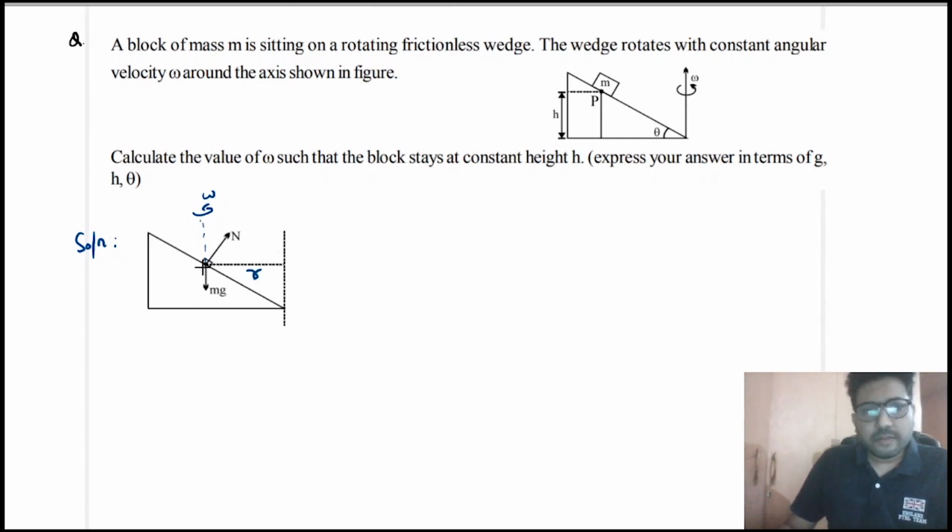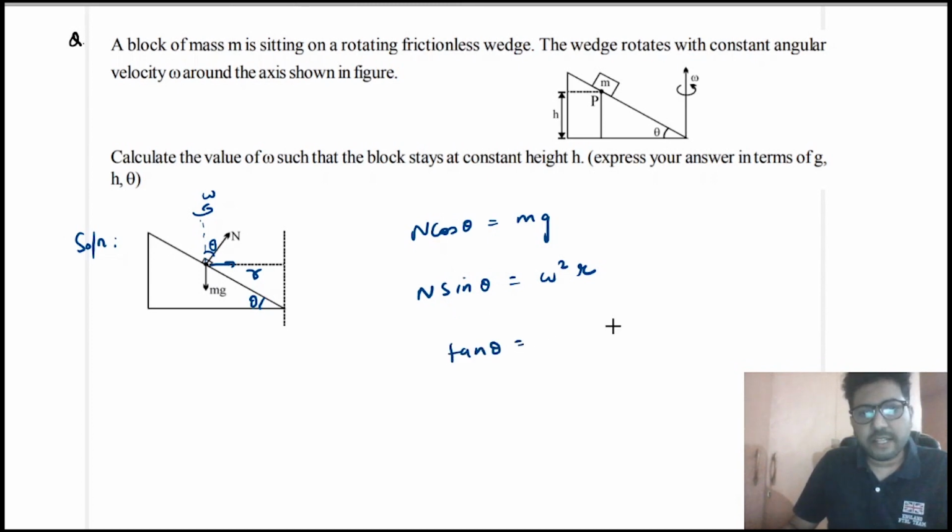Now because it is rotating in the horizontal plane, the vertical forces must balance. That means if this angle is theta, this is also theta, this is 90 minus theta, this is also theta. So you will say that N cos theta has to be balanced by mg, and the horizontal force, that is N sin theta, is providing the centripetal force. So N sin theta has to be equal to omega square r. If you divide these two equations, you will get sin theta by cos theta, that is tan theta, equal to omega square r by g.